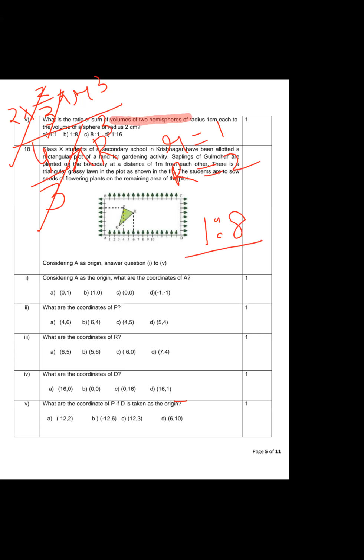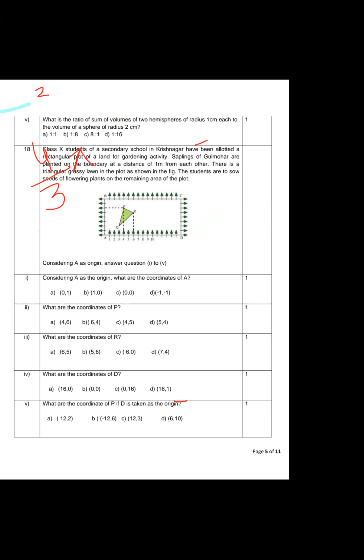So here you were required to know all the formulas clearly. If you do not know the formulas well, you won't be able to attempt the questions. Okay? Easy? Yes, ma'am. Let us now move to question number 18.